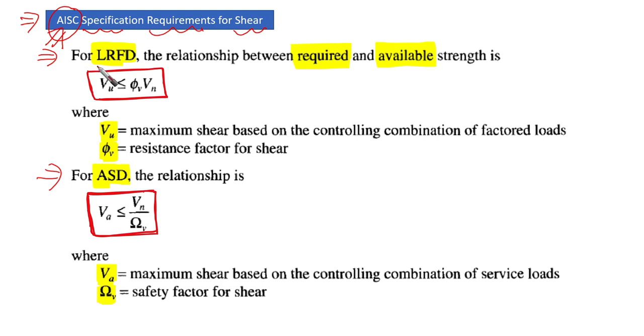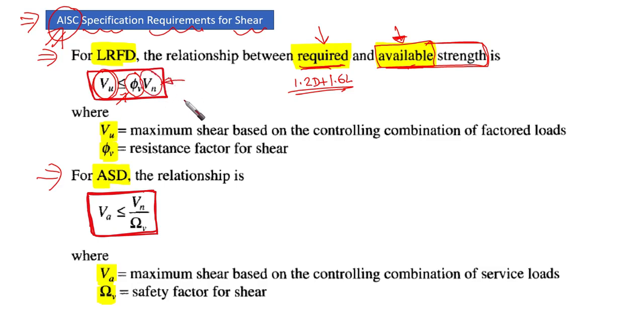So for LRFD, the relationship is between required and available. Available is the design strength, meaning the available strength is the design strength. Required comes from the ultimate loading, which is 1.2 dead, for example, plus 1.6 live. So in this case, as we have done for flexure and compression, V ultimate should be less than or equal to phi V n, where phi V is the resistance factor for shear. Now we're talking about shear, so it is going to be different than flexure. And Vn we have already explained a few minutes ago.